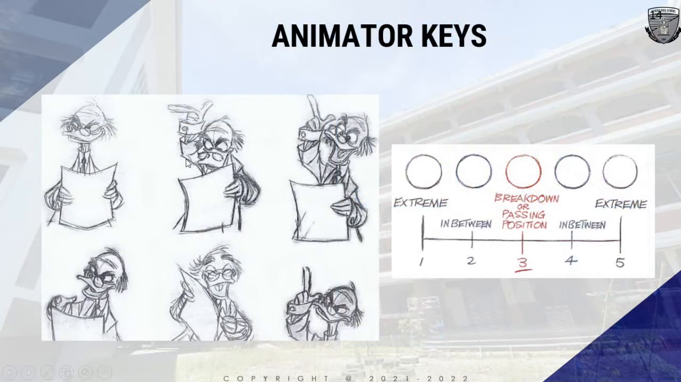These are also examples of animator keys. This one until this one. And we have what we call your extreme poses, which are your first and last poses. The middle one, which is the passing position, is called a breakdown, as I said a while ago. And all the drawings from your extreme until the breakdown are called your in-betweens. And from your breakdown until your last extreme are called in-betweens also. So these are the components of your animator keys.